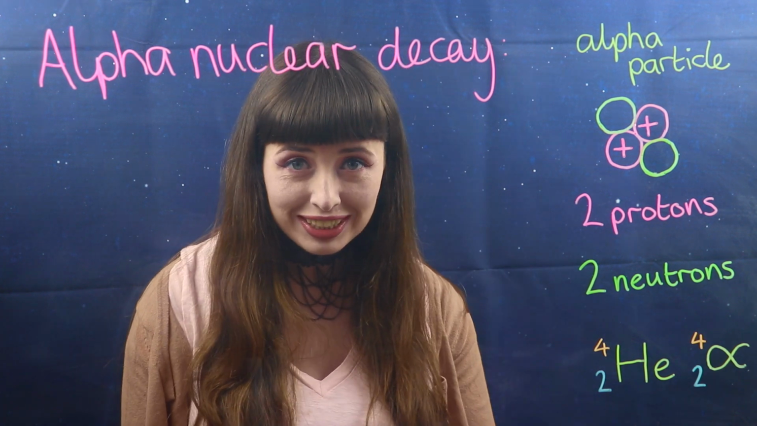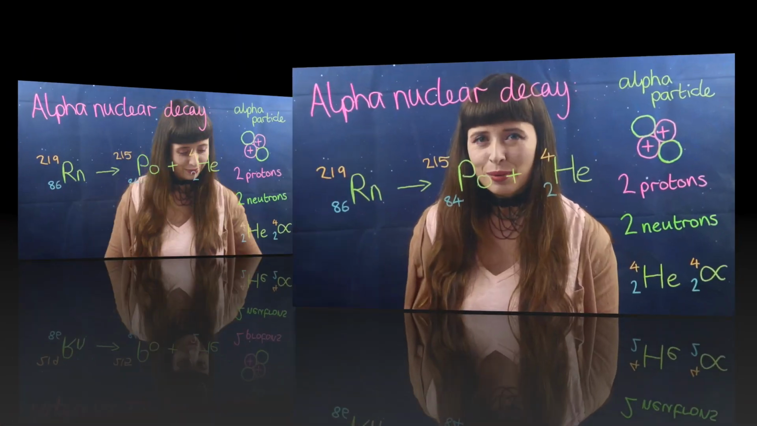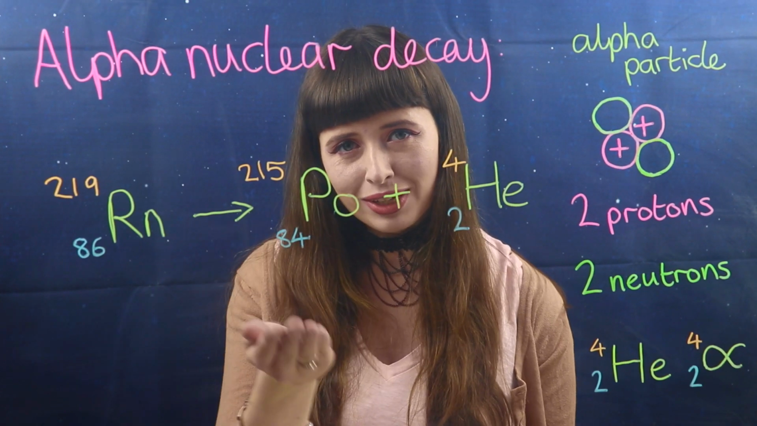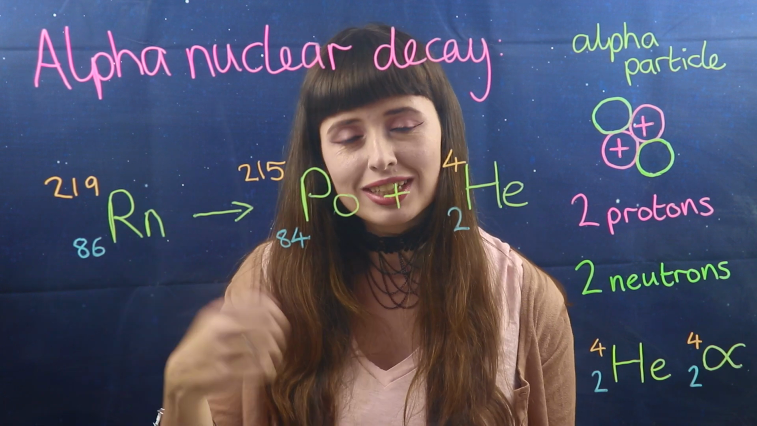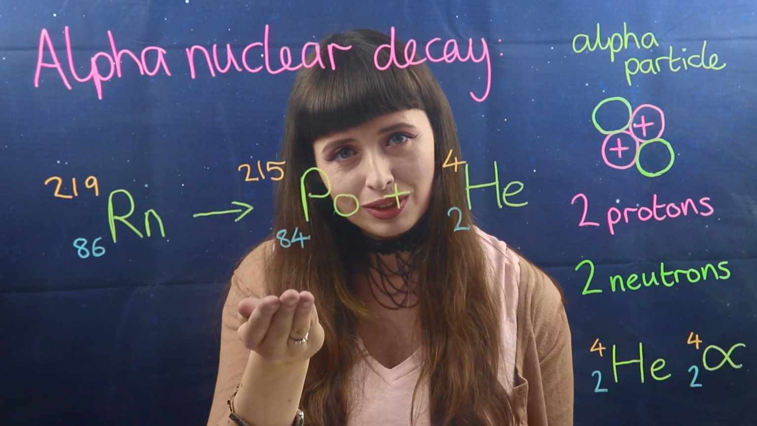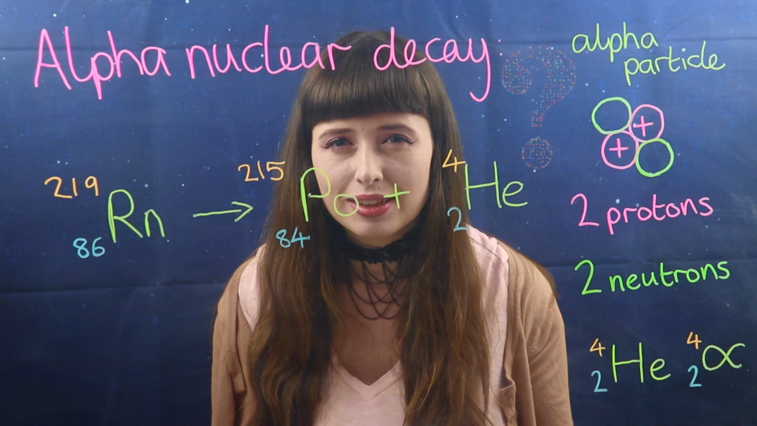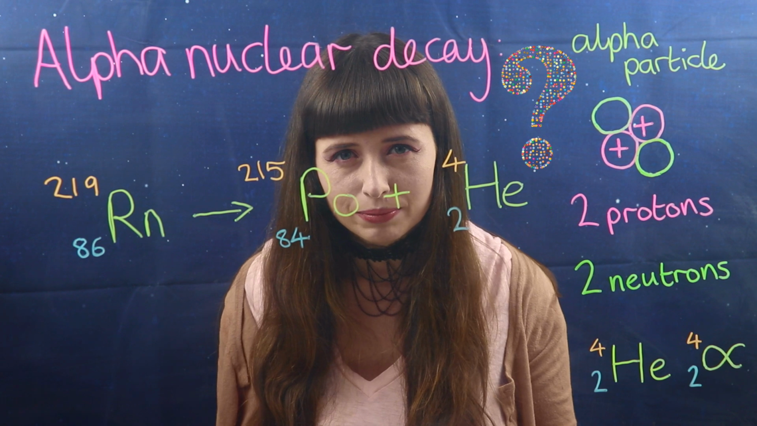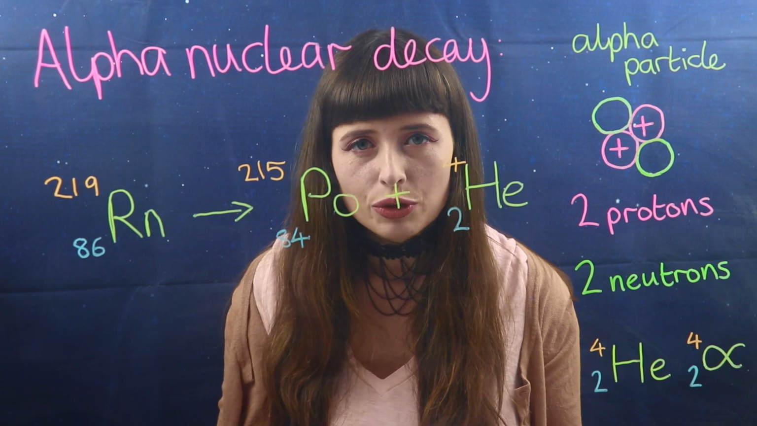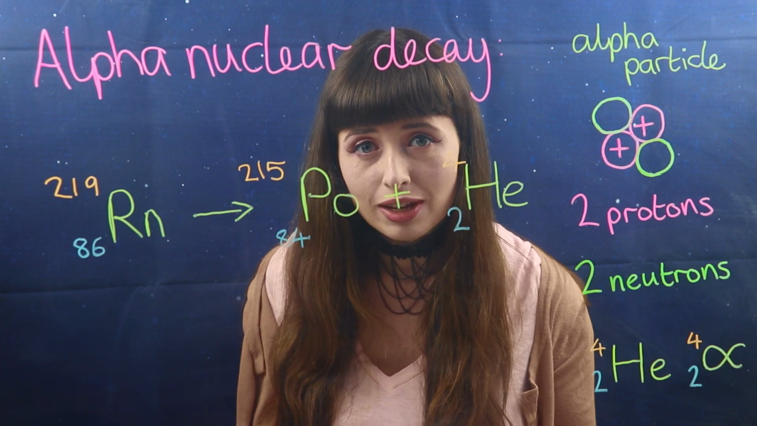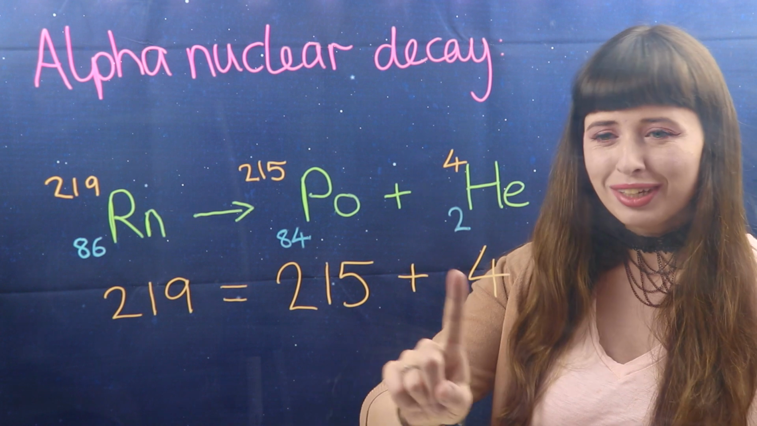So now we're going to look at our first example of an alpha decay equation. We have radon decomposing to form polonium plus an alpha particle. We say that an unstable parent nuclei has decomposed to form a more stable daughter nuclei, as well as the particle of radiation. Can you notice a pattern in the orange numbers, the mass numbers? If you look carefully, you can see that the mass numbers add up as though they're in an equation. For example, we simply have 219 equals 215 plus 4.